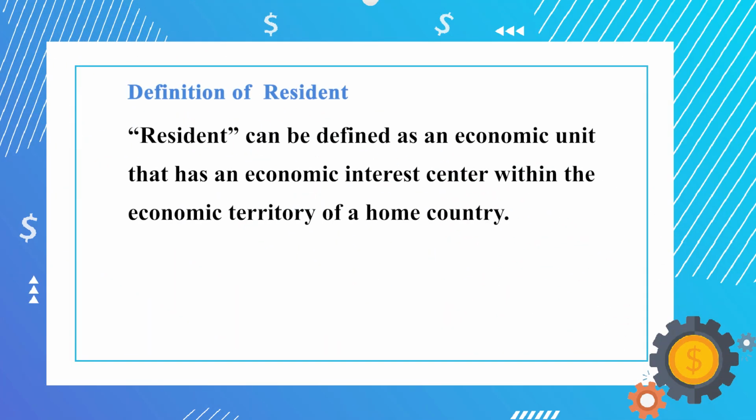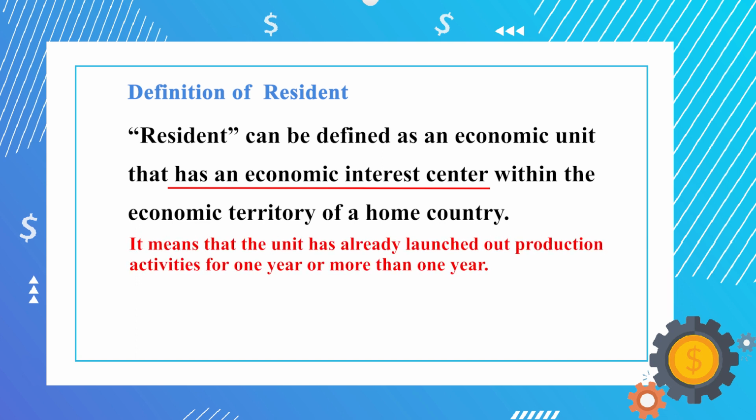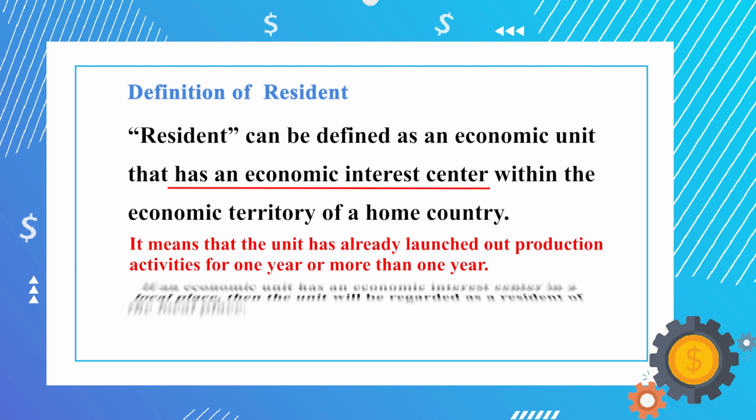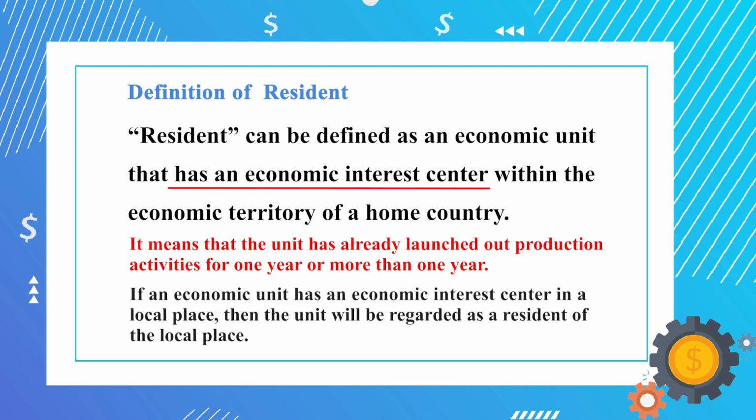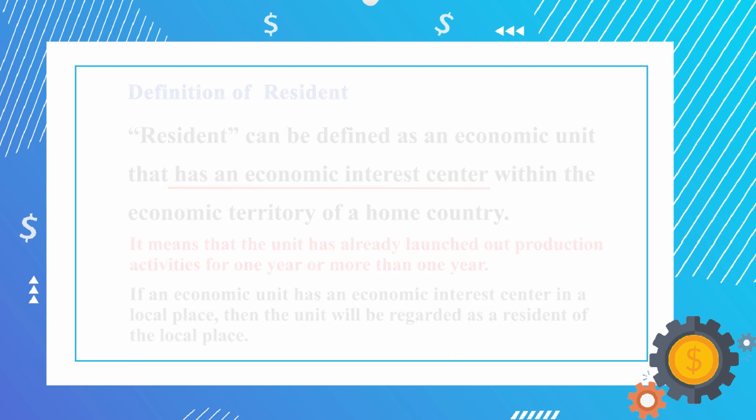The third term, has an economic interest center, means that the unit has already launched production activities for 1 year or more than 1 year. If an economic unit has an economic interest center in a local place, then the unit will be regarded as a resident of the local place.